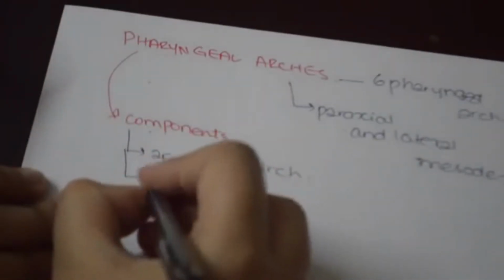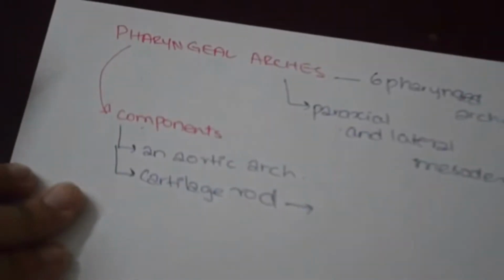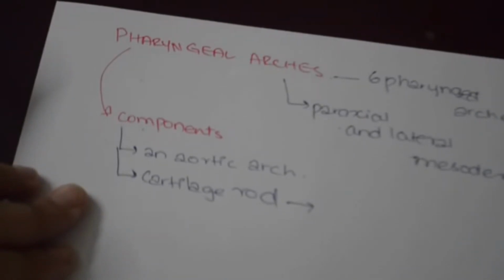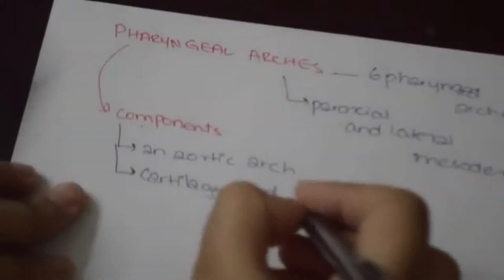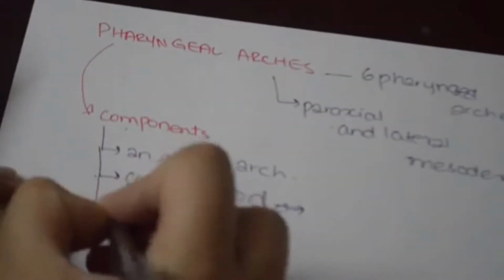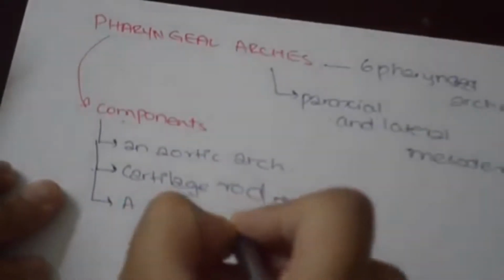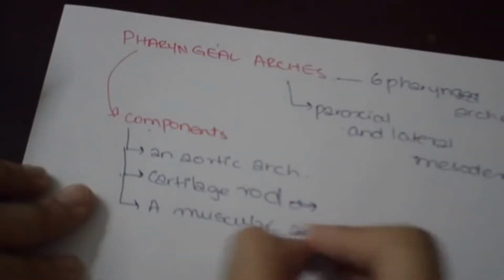Then there is a cartilage rod. The cartilage rod is formed by neural crest cells, and these form the skeleton and the connective tissue of the pharyngeal arches. Moving forward, the third is a muscular component. These are the muscles which will arise from the pharyngeal arches.